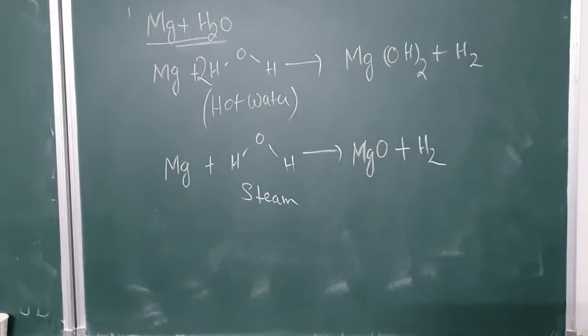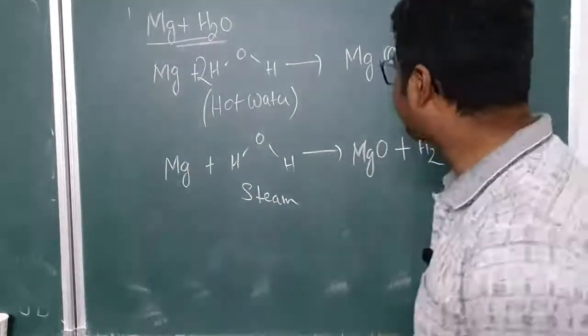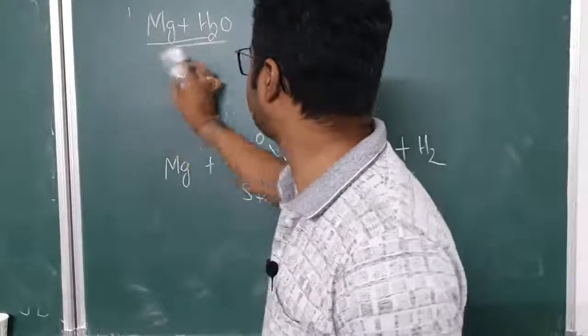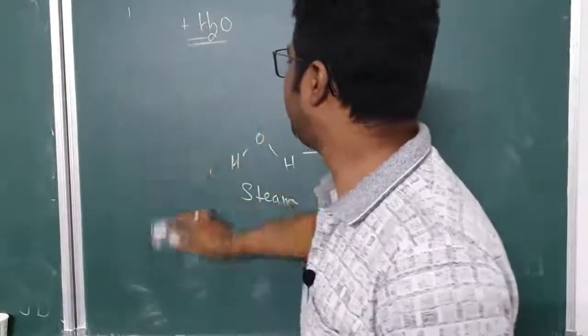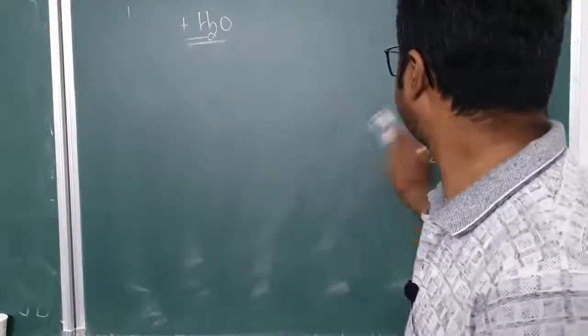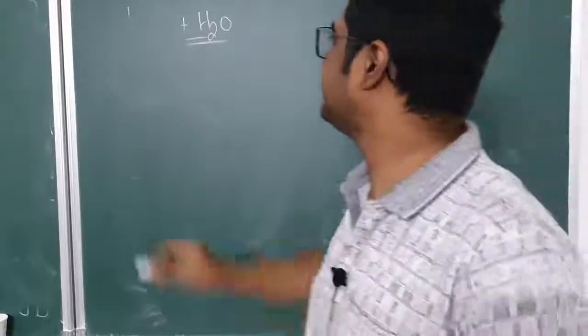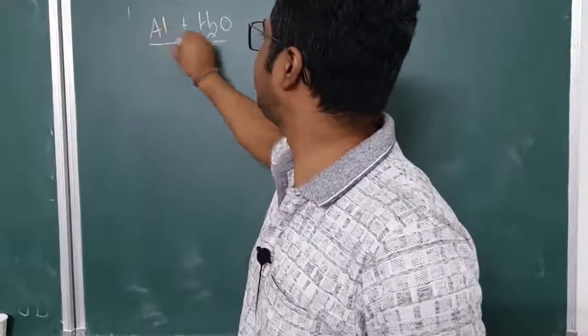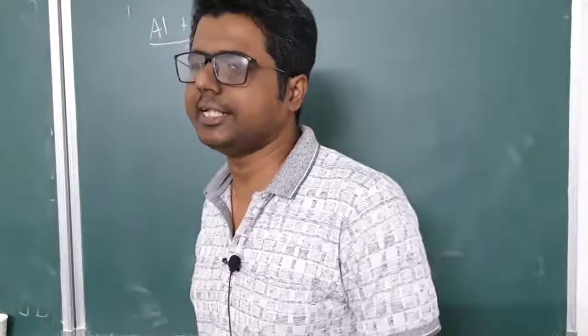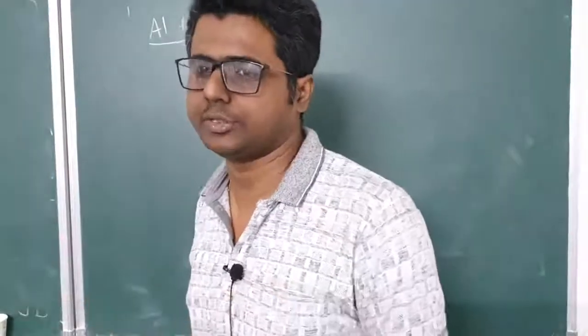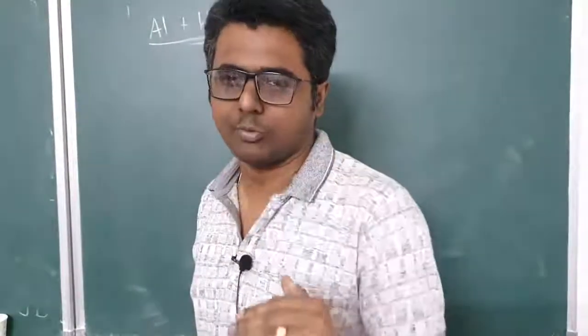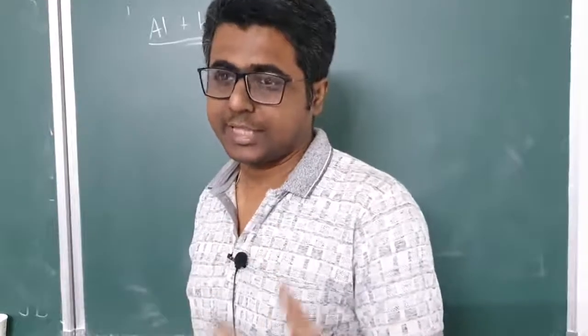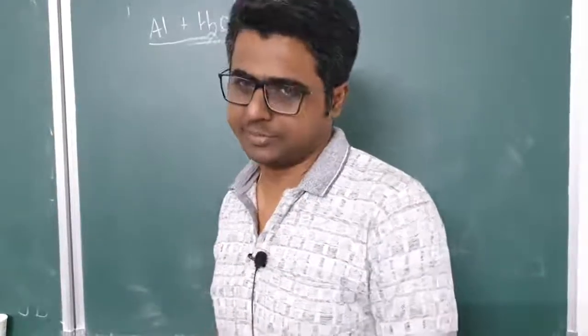Next reaction is again with steam but with aluminium. So I think you should be able to do it. Aluminium with steam, 800 degrees Celsius. So the reaction becomes more and more heat intensive. You require more and more heat because the activity of metals is coming down. Now you have to react it by giving some energy from outside.